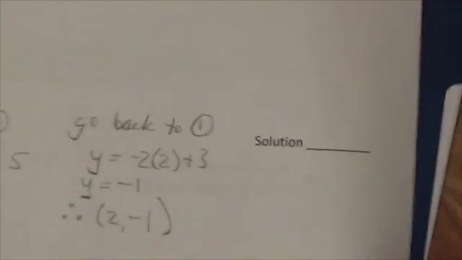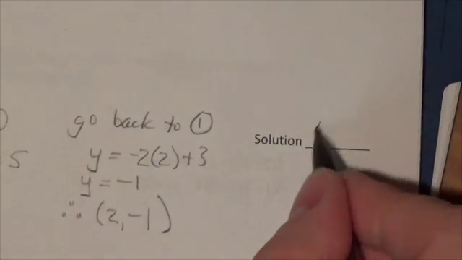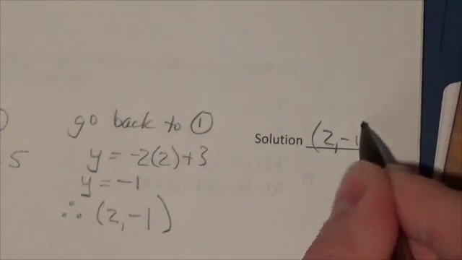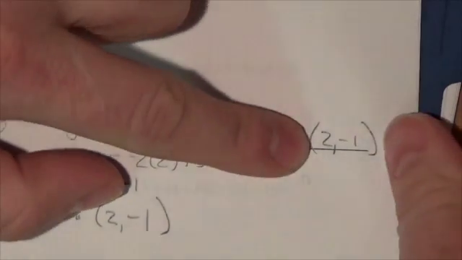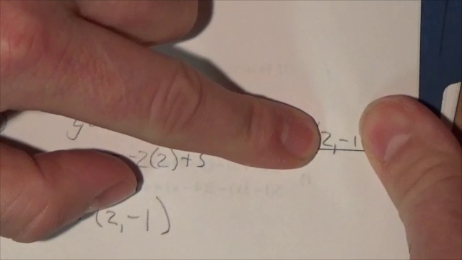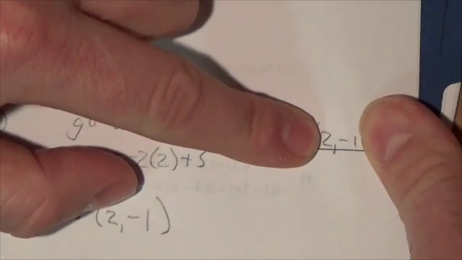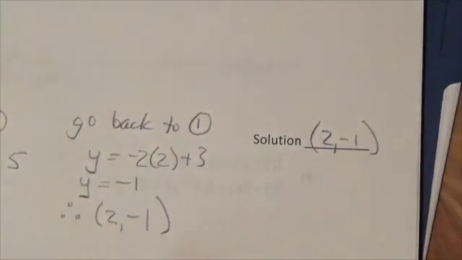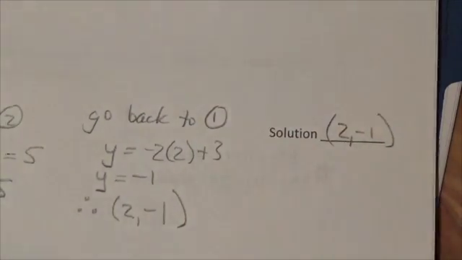Okay? So here, I'm going to come over here. This is asking for me for my solution, so I'm going to go way over here. This is the point 2, negative 1. Now remember, if you don't put the parentheses there, it's not the correct answer. It's not a point if you don't put the parentheses around it. It's got to have parentheses. Okay? x is 2, y is negative 1.